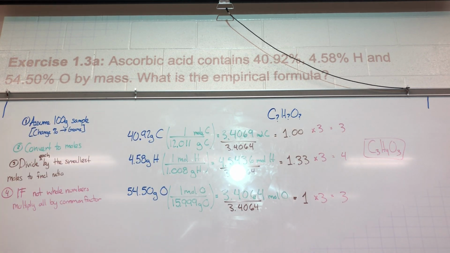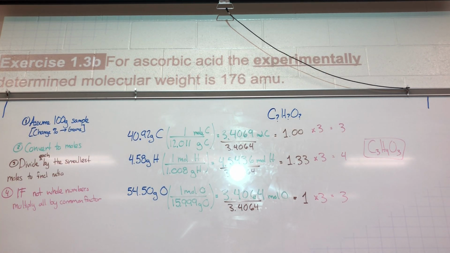Same thing. So, okay, now, next problem. It is experimentally determined that the molecular weight is 176 AMU. From this, we want to find out the true formula or the full formula for ascorbic acid. Is everyone good if I erase all this? Just do the next thing? Okay.